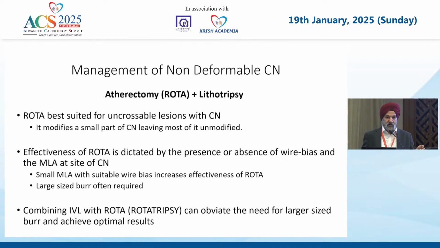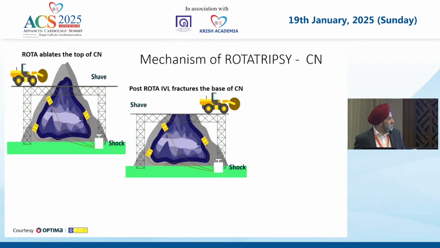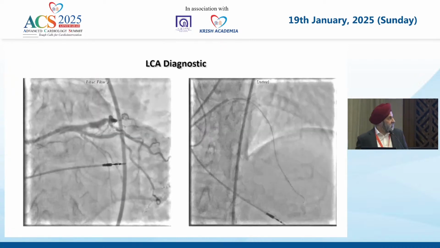So you can combine now rota with the IVL, and how it works is this way. Rota shaves off the peak, and thereafter you use the shock. You're using shock, it's like a dynamite. You're going to now crack this calcium, and once you crack this calcium, everything settles down and you can go ahead and stent. So that's how your rotatripsy works in a nodular calcium. Shave it and then kind of shock it, and you get the desired results. And this is what we did in this case.